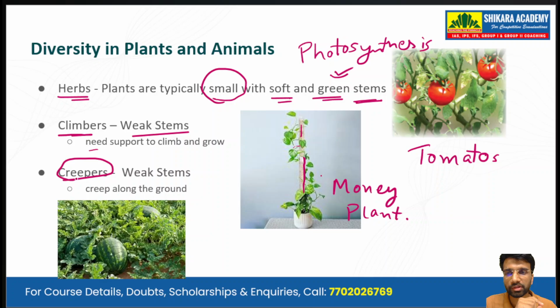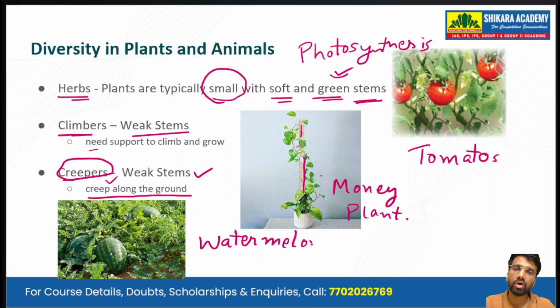Similarly, creepers are another category of plants with very weak stems. So they creep along the ground and hence the name creepers. Example, watermelons or any other melons. They have a weak stem and they creep on the ground, they take support from the ground itself.